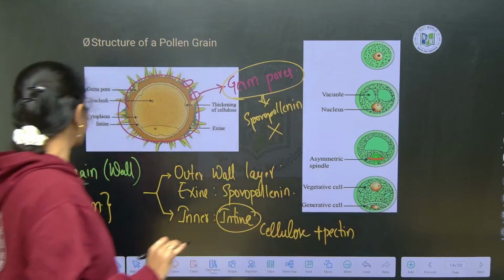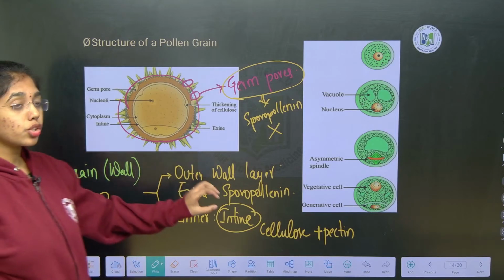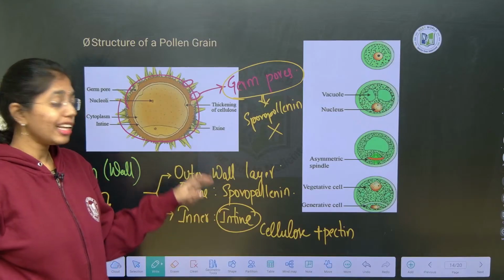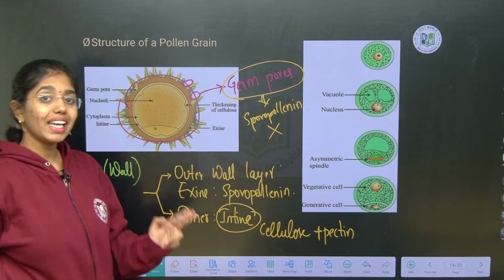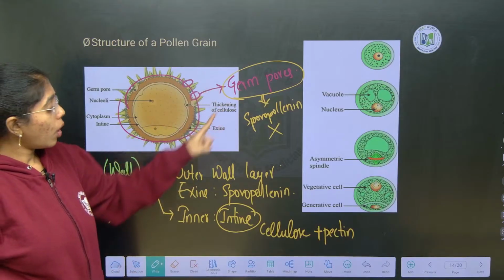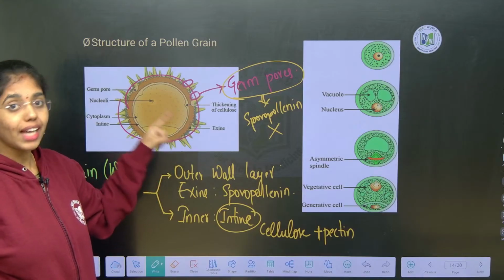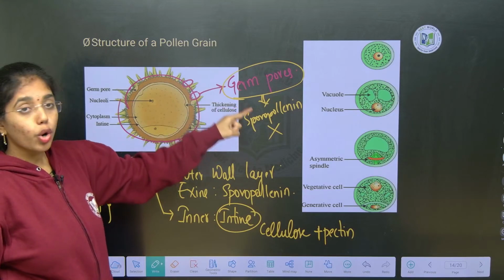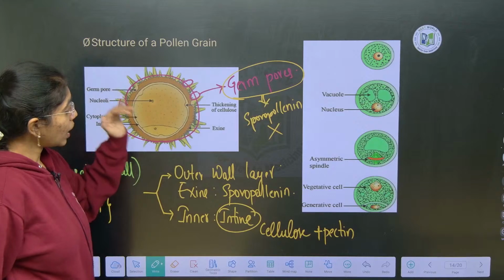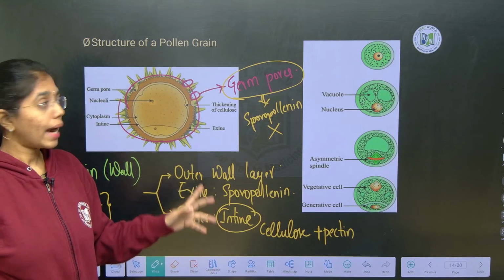So the pollen grain wall is composed of sporoderm, and the outer wall layer is exine. Exine consists of sporopollenin. I will tell you the importance of sporopollenin, as many a times we get questions on sporopollenin itself. On the exine, there are small pore or aperture like structures called germ pores, where sporopollenin is absent. Next, it is followed by intine, which is composed of cellulose and pectin.